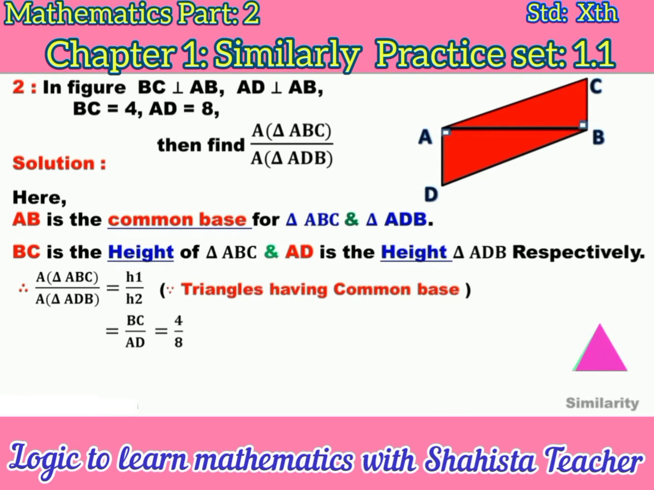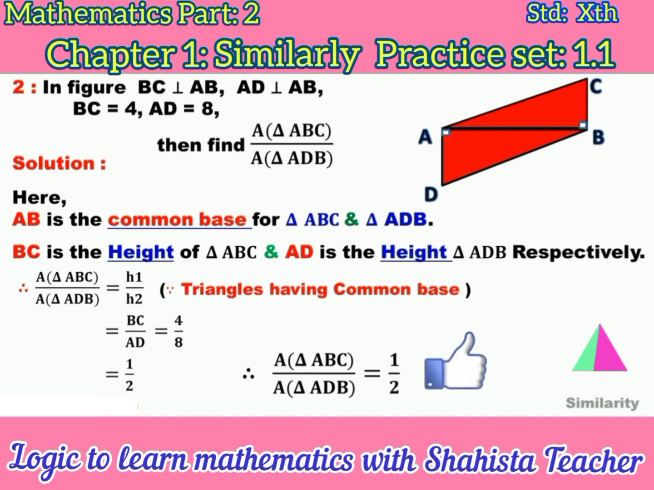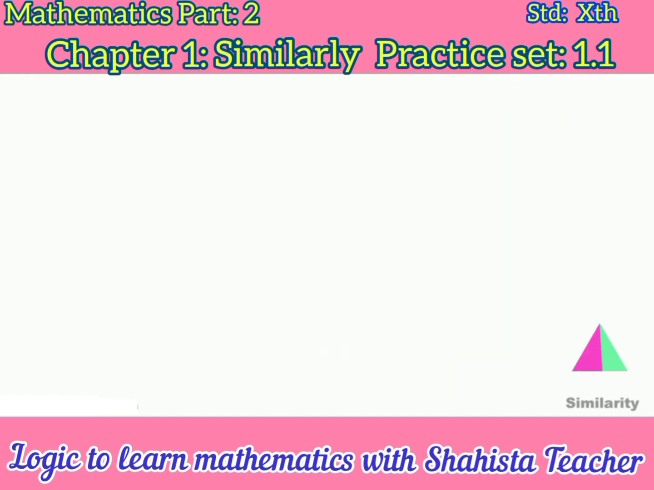We get here 1 upon 2. That means here 1 upon 2. After finding this, we get here 1 upon 2. So area of triangle ABC upon area of triangle ADB. Here we will write, therefore, area of triangle ABC upon area of triangle ADB is equal to 1 upon 2. Is that clear, my dear students? So simple and easy to solve this. You have to solve this question in your Maths 2 notebook.